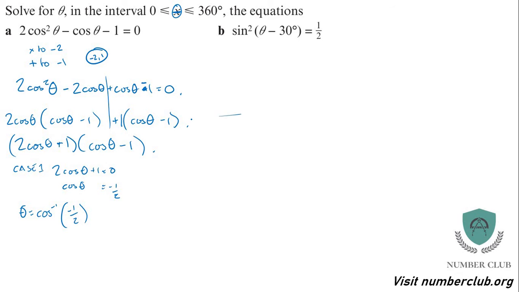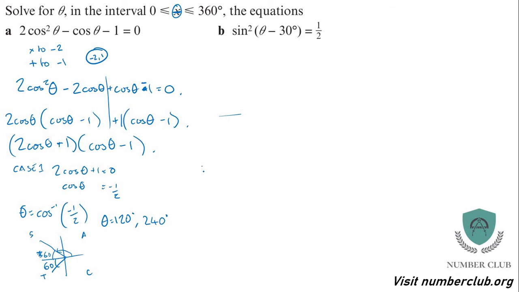Okay, you need to use CAST as well. So we've got 120, which is there. So that would be 60. So there's 120. We've got C, A, S, and T, and we've got another 60 there. So that's going to be 180 plus 60. So we've got theta equals 120, and 180 plus 60 is 240. Okay, so those are two of our solutions.